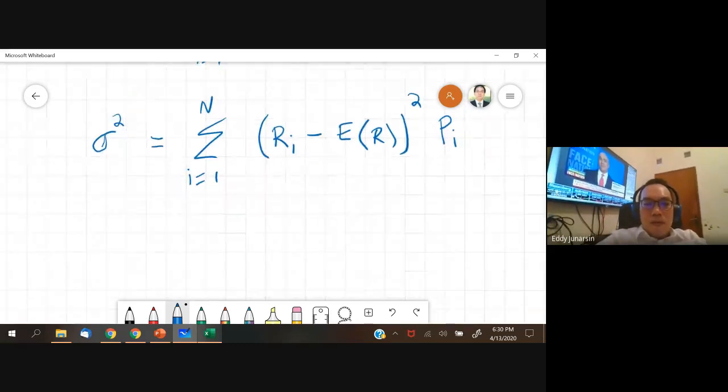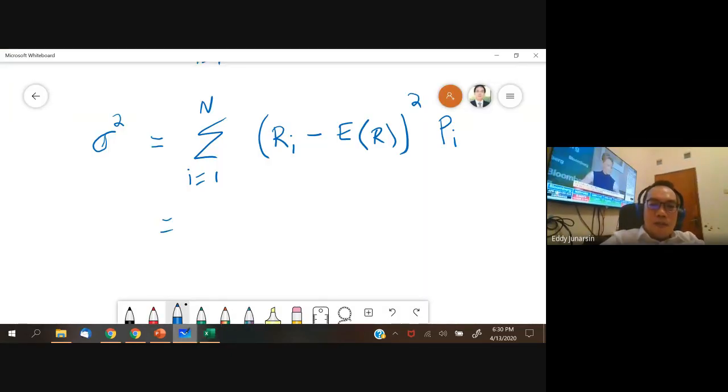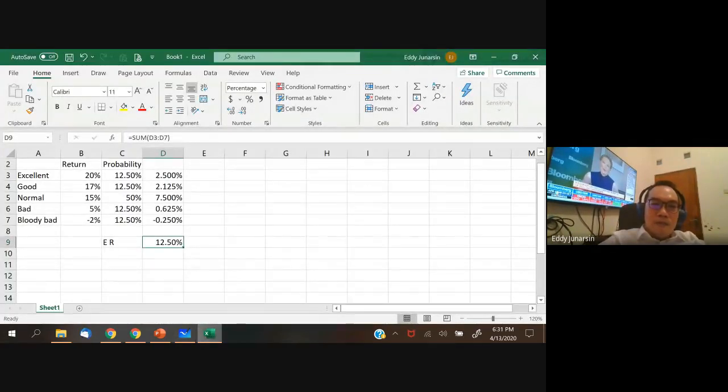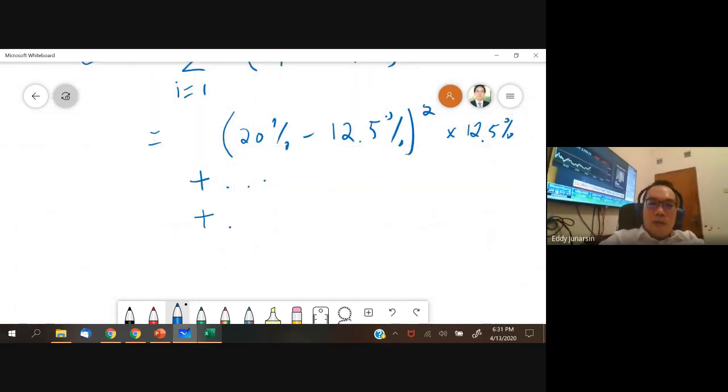Okay, so take an example here. You can see the first line at 20%, 20% minus 12.5%, right? So the first line would be 20% minus the expected value and squared, multiplied by the first probability for the excellent scenario, 12.5%, plus the second row and so forth, right? The third row and so forth.